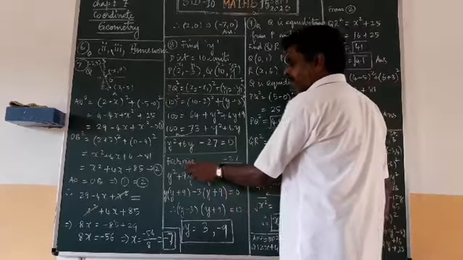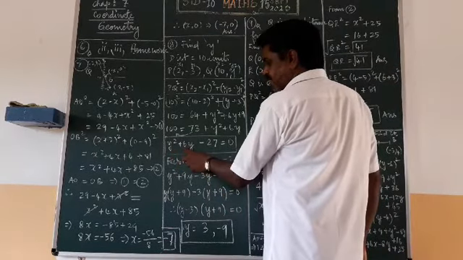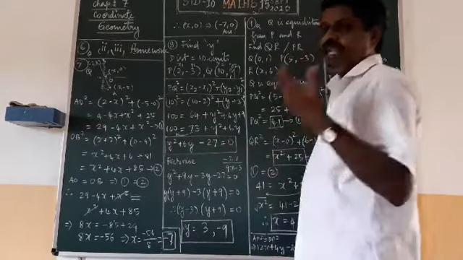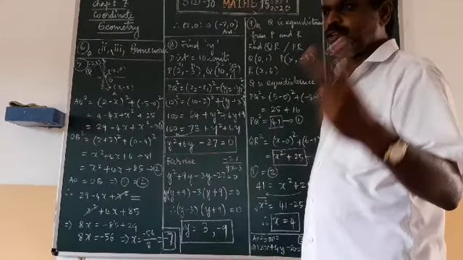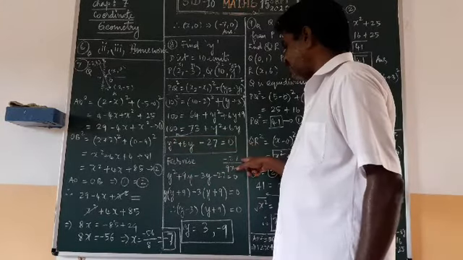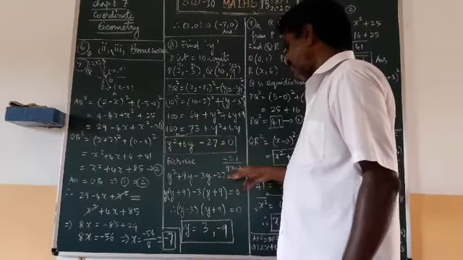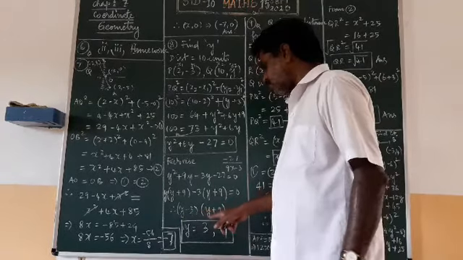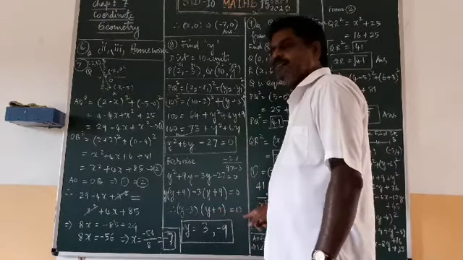Which form? Quadratic form: y square plus 6y minus 27 equal to 0. It is in quadratic form. Then find the y value. Two y values you will get. Then I am factorizing: first and last terms multiplied give minus 27. What are the factors? 9 and minus 3. Substitute for the middle term, then group it. So I am getting the factors (y minus 3) multiplied by (y plus 9) equal to 0.